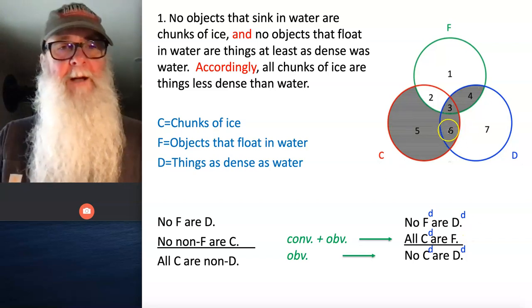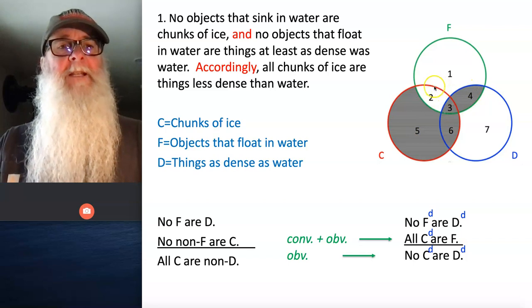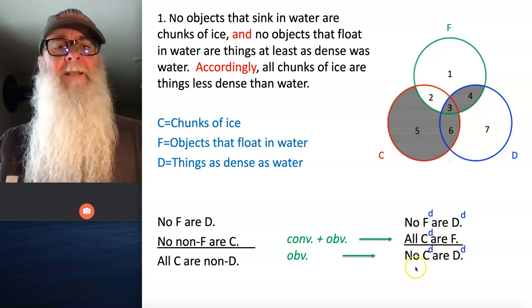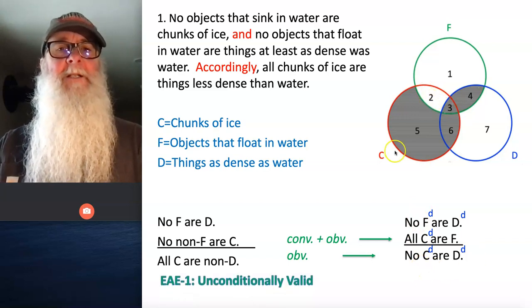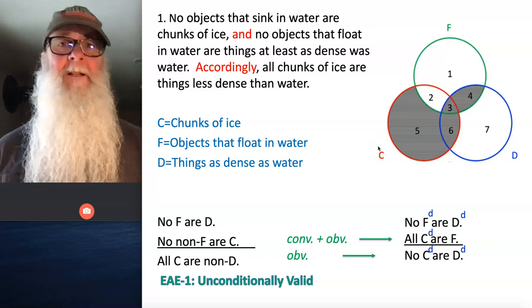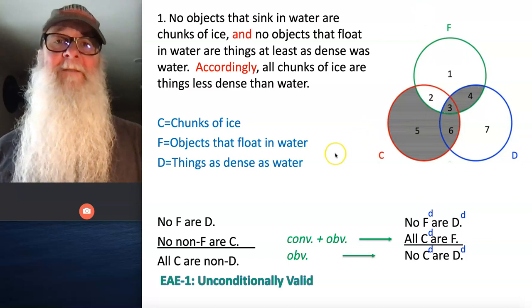So we're going to mark in the premises all C or F and no F or D. And that leaves only area 2 open where any C's can be. So we then see the conclusion, no C or D. If we check this argument's form, EA1, in our unconditionally valid inventory, we're going to see it shows up. So number 1 is an unconditionally valid argument.